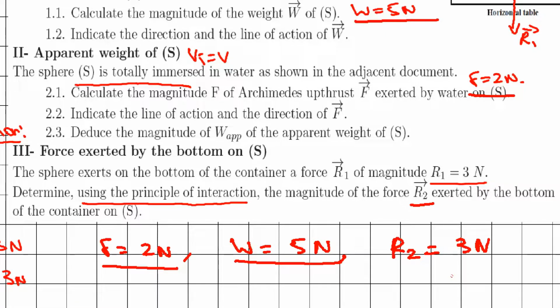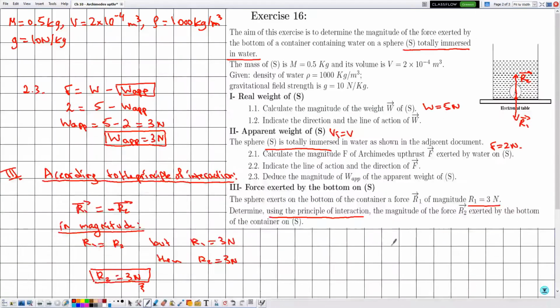In this case, because F and R2 act vertically upward, both having the same line of action and the same direction, 2 plus 3 is equal to 5. So the effect of both forces F and R2 balances the effect of the weight W.